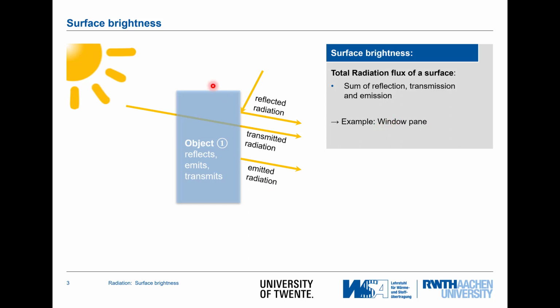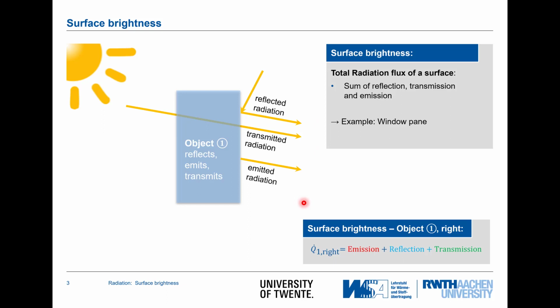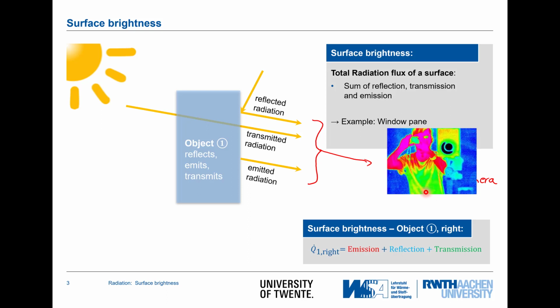And the example would be here this window pane. Now the surface brightness of this object on the right hand side is made of emission, reflection and transmission. And these three then make the surface brightness, which would be detected as infrared radiation by such an infrared camera. If you remember, in the first video I showed you this image where the infrared camera, which is picturing itself here, also takes a reflection of the person that took a standard photo.